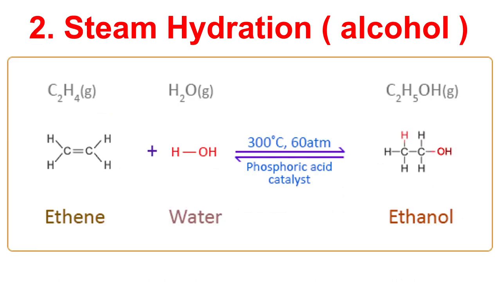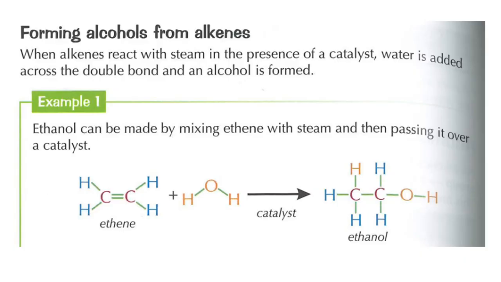Next is the steam hydration of ethene to make ethanol. We're going to talk about this in a bit of detail because it comes up quite a lot in your exam. Steam means it's done at a temperature over 100 degrees. It's done at 300 degrees. We're going to talk about the reaction conditions in a moment. Just know that it forms ethanol. OH is the alcohol group there at the end. So this is the formation of alcohols from alkenes using a catalyst, okay?